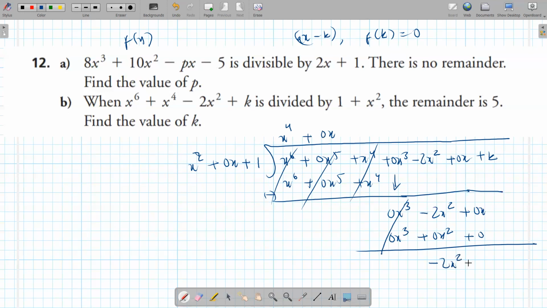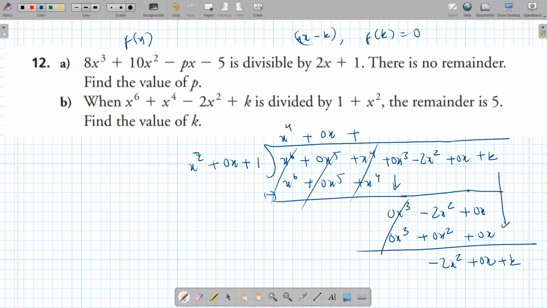Minus 2x squared. Wait, isn't the 1 times 0x squared 0x? 1 times this. Yeah. I just ignored the 0, the x. Oh, sorry. It's just still the 0, right? So this comes down, and then you have a plus 0x. We only killed 1, and then we finally bring the k down.